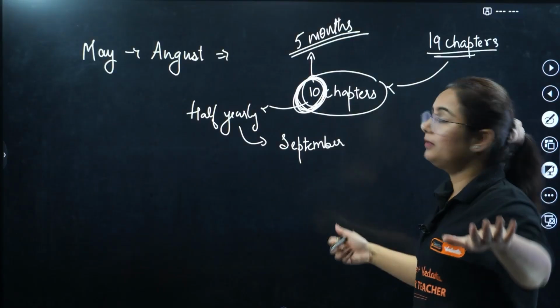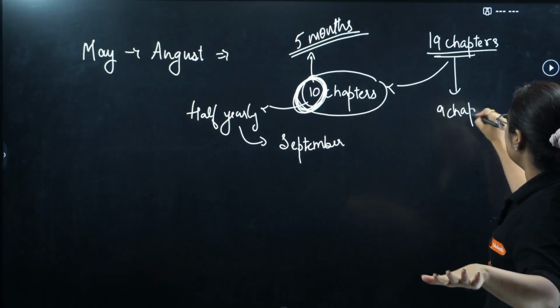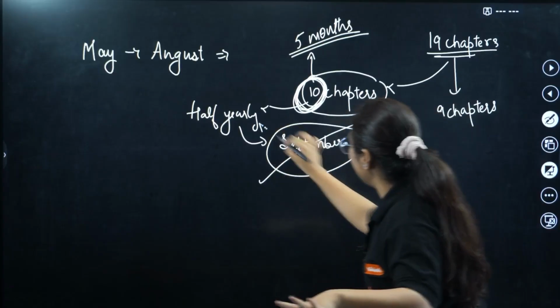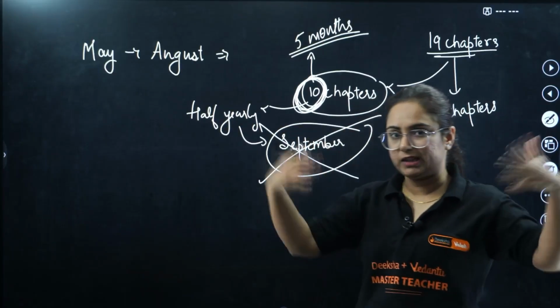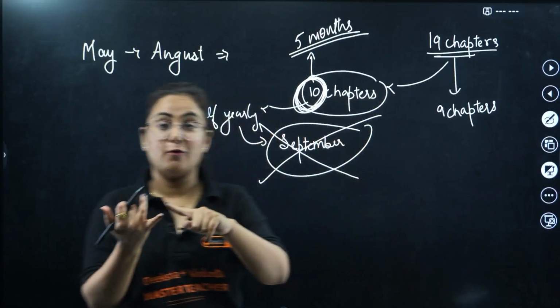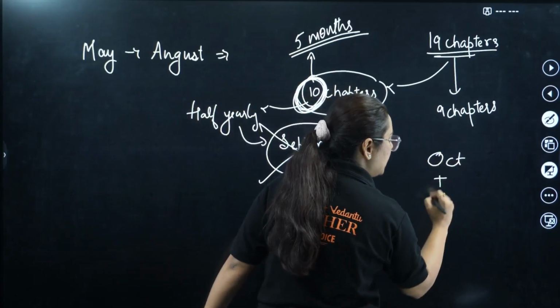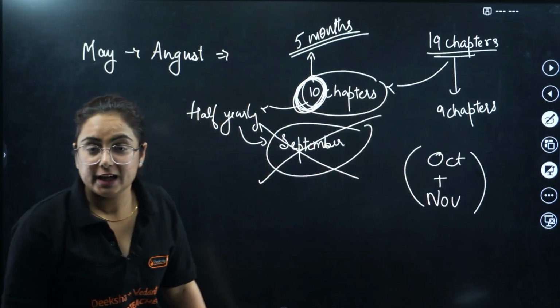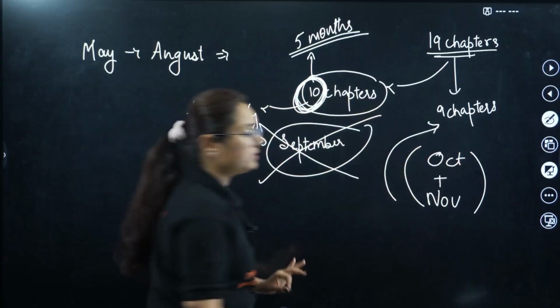But now what will happen to you? Now the chapters that are left are 9 chapters. This month of September will be covered thoroughly in what? Half yearly exam. You are done with this September. Now you have October and November, in which Diwali will also come. In these 2 months, you have to cover these 9 chapters, ma'am.